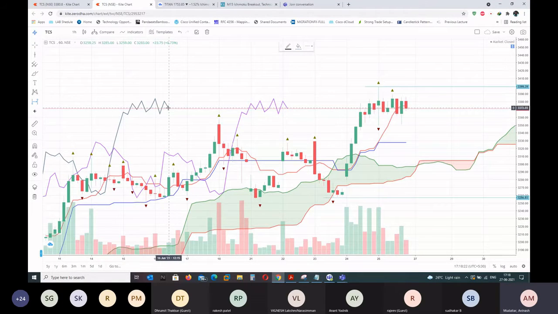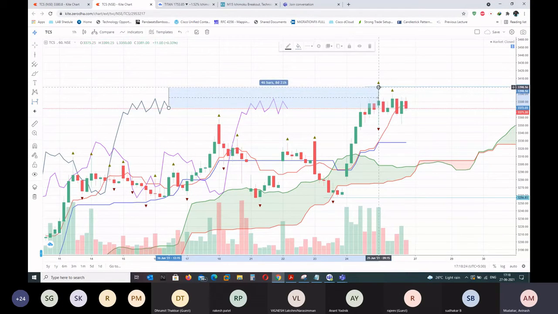Current Chiku span, 52-week, from here till here. Now simply see where the highest high is. So obviously this is the highest high. The highest high is 3399.25. So above 3399.25, that's the 52-week high. Once it breaches, it will again gain momentum.